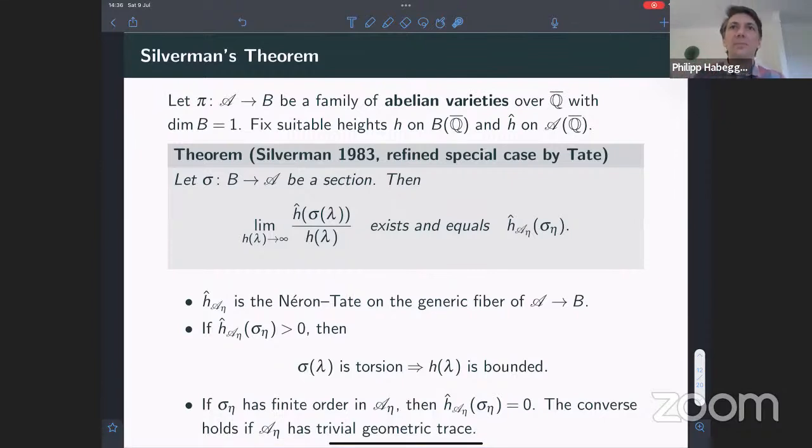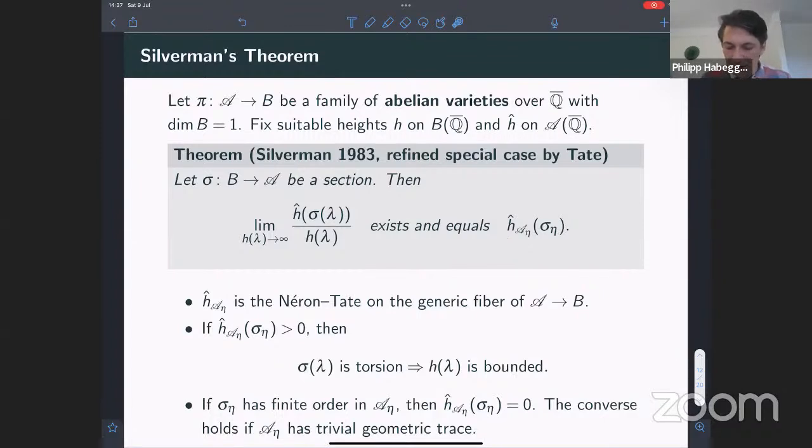So Silverman's theorem says the following. We have the family, and we need some kind of curve inside it, and that's represented by a section of the base here, which is a slightly different setup than before, but it's morally the same thing. So we have the section that maps a point on the base to the family, and now we want to compare the Néron-Tate height that the section attains at some lambda. And the theorem is exactly that the ratio exists as I take the limit on the base, as the height goes to infinity. So the ratio will exist, and it will equal some other height, which has an arithmetic meaning.